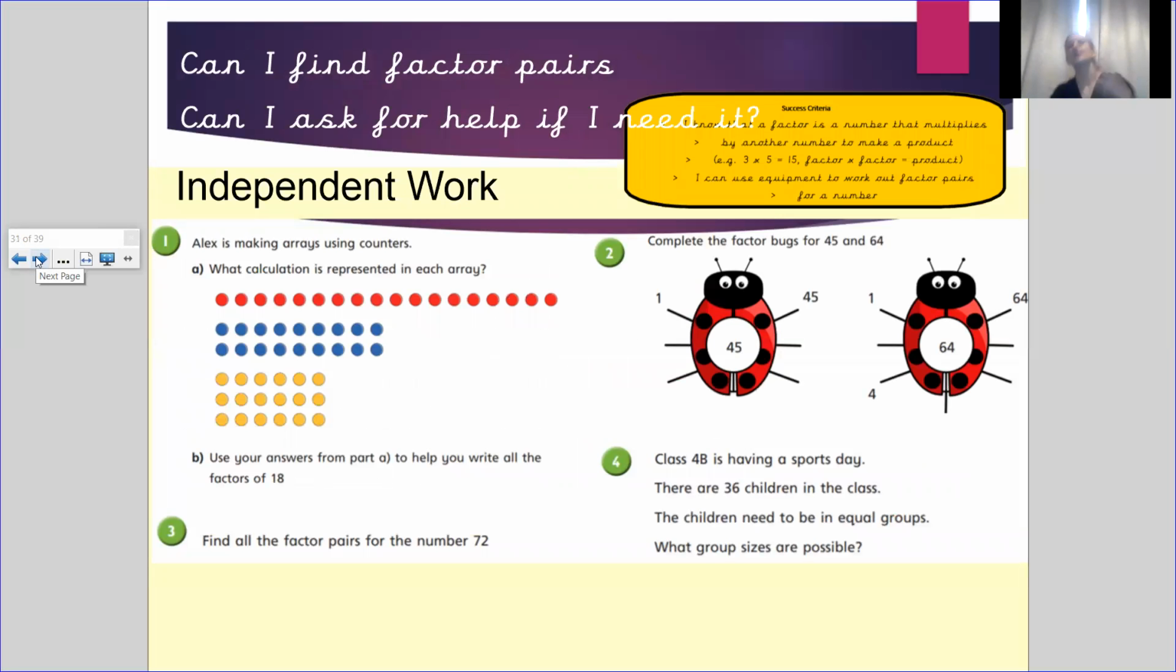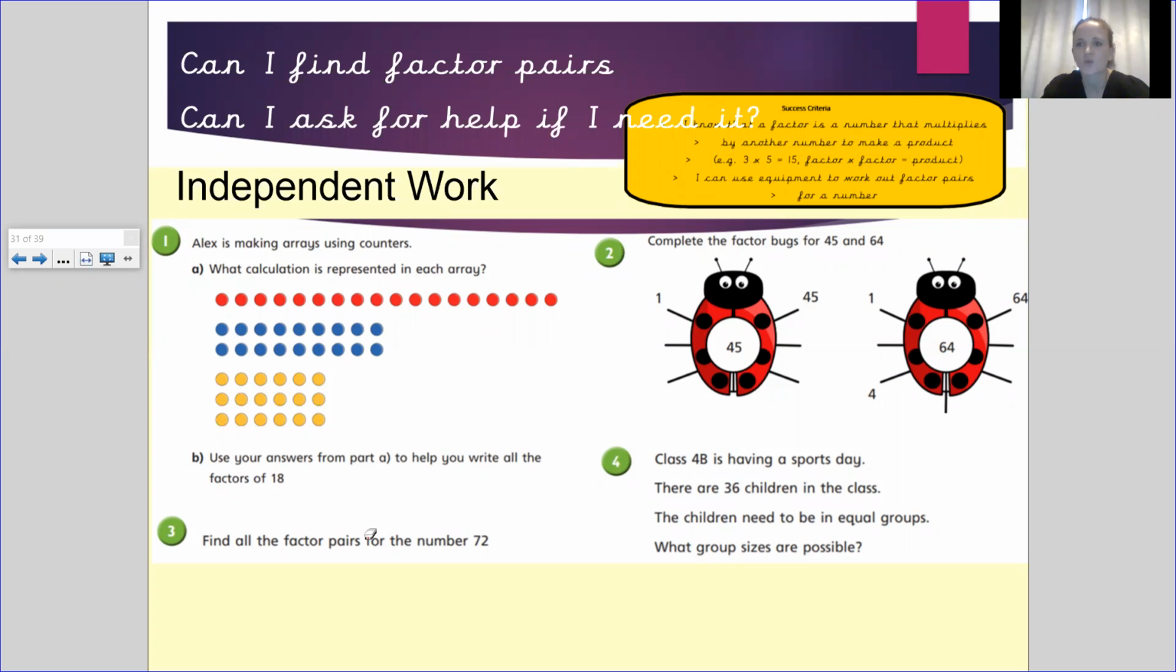So your independent work today is going to be looking at factor pairs. So what numbers multiplied together give you a product? I will read through the questions with you. So Alex is making arrays using counters. What calculation is represented in each array?